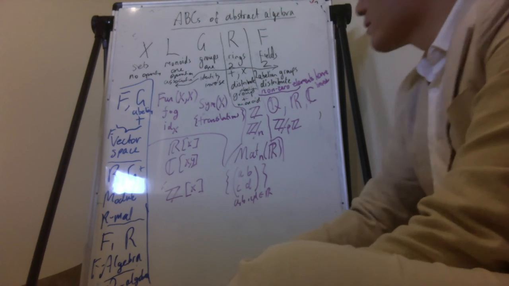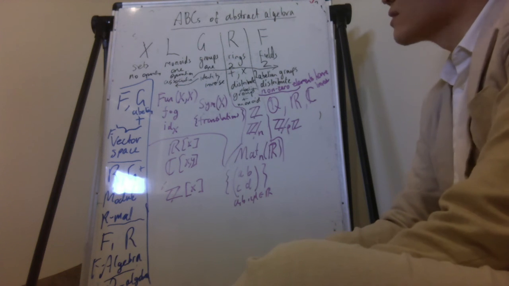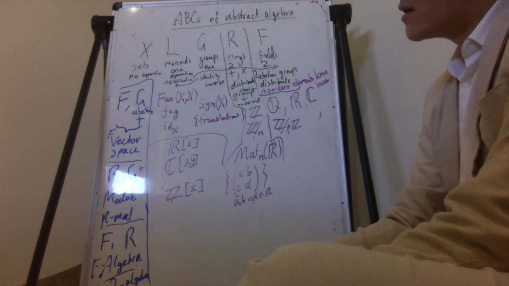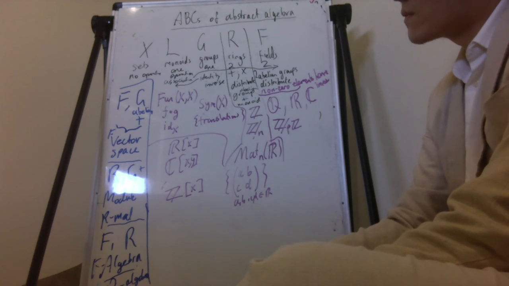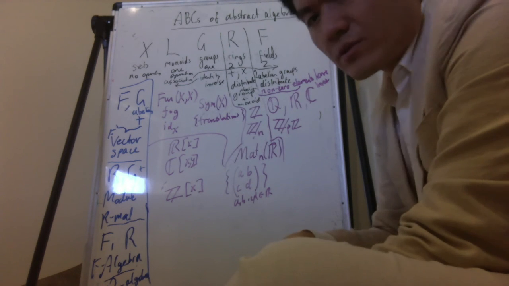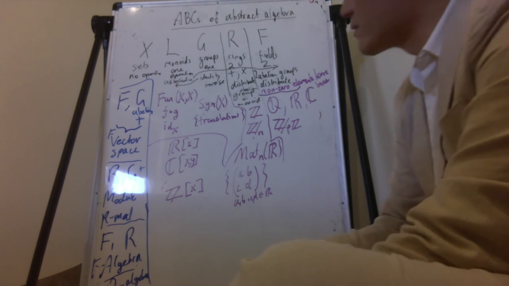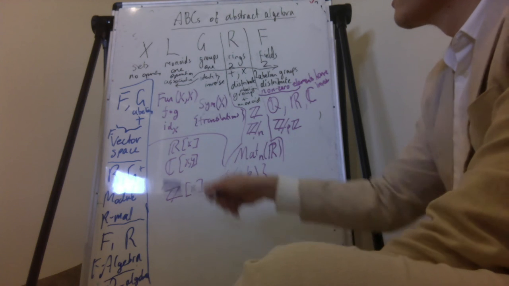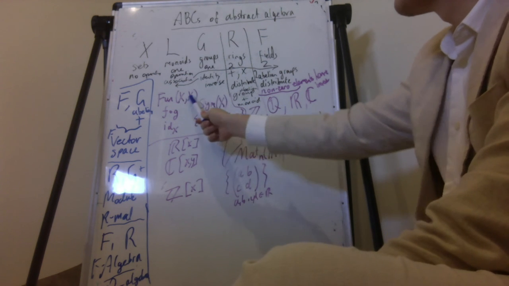So there are lots of different structures, but they're not doing very different things. They're doing very similar things. A lot of these things are trying to capture the symmetries.